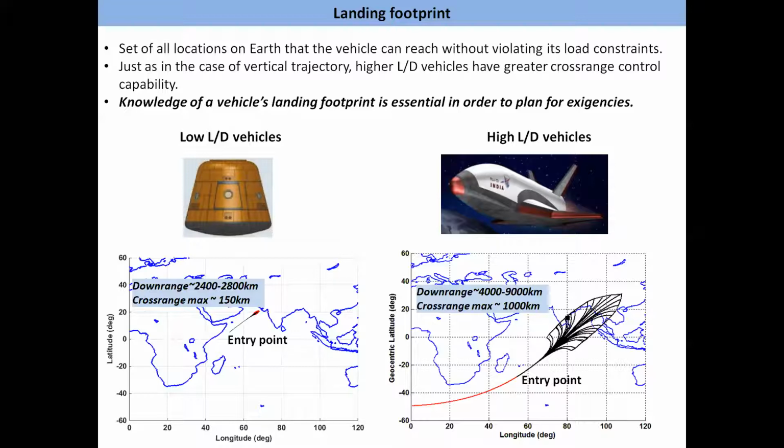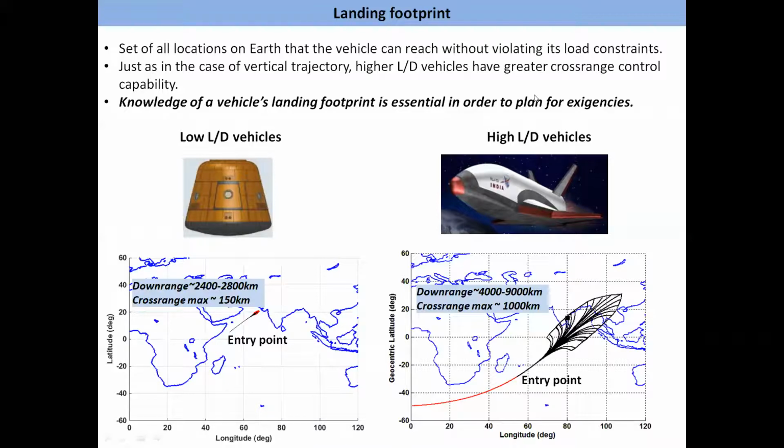Just as in the case of vertical trajectory, higher LBD vehicles have greater cross-range control capability than lower LBD vehicles. That is shown by these two plots. So you can see the orders of magnitude difference between the footprint sizes of high LBD vehicles and low LBD vehicles. It's clearly visible.